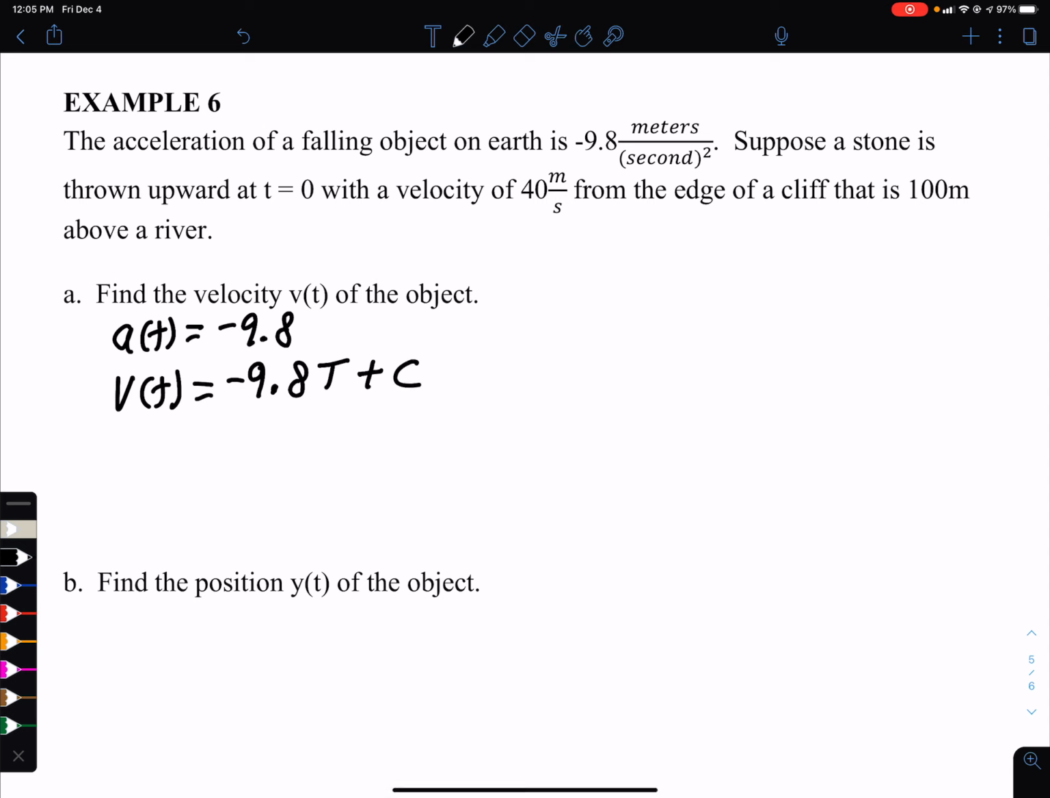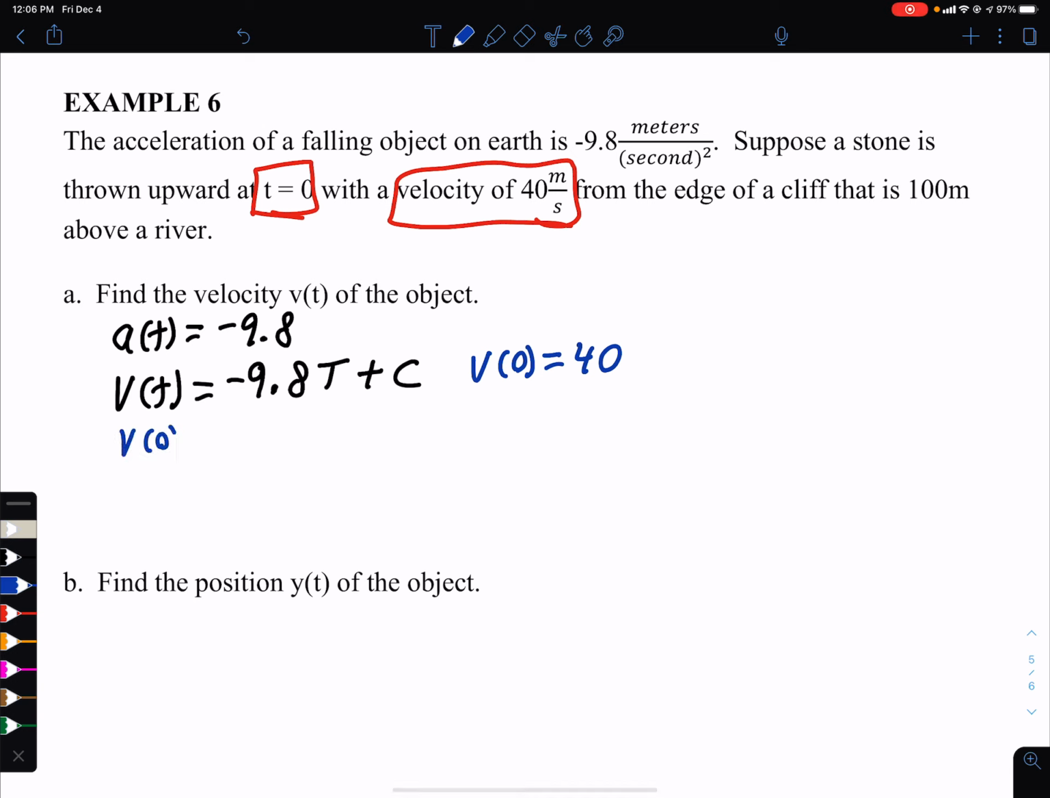So there are an infinite number of velocity functions. How do we know which one is for this particular case? Well, we have an initial value problem. When t is 0, we have a velocity of 40. In other words, we're told v of 0 is 40. Now, I'm kind of ignoring units here. I probably shouldn't, but I just want to get you through the basic concepts and not to freak out about the units.